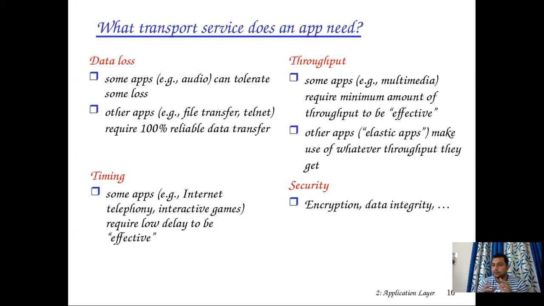So it falls under data loss. It doesn't want the transport layer to lose data on its behalf. Then comes security. Sometimes you want whatever you are sending to be highly encrypted. You want to ensure data integrity, that whatever you are sending will not change over the course of transmission. All these things fall under security, and the transport layer can provide these kinds of services too.